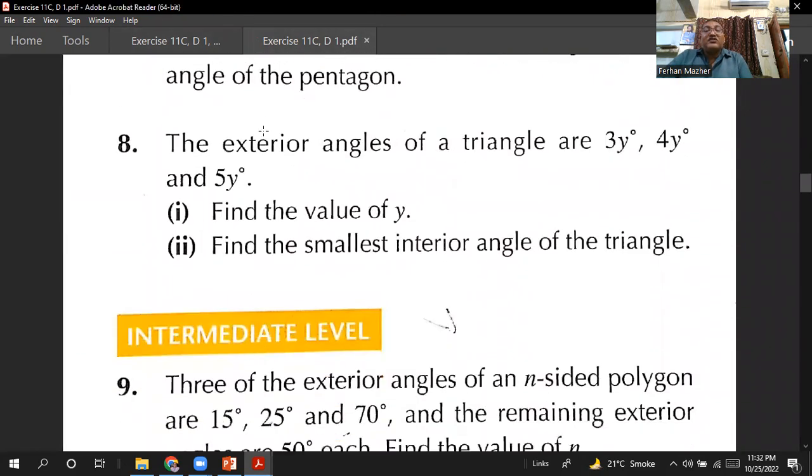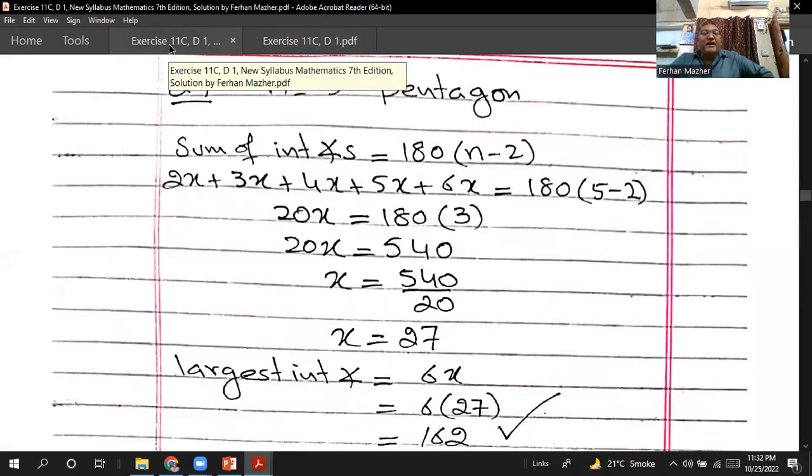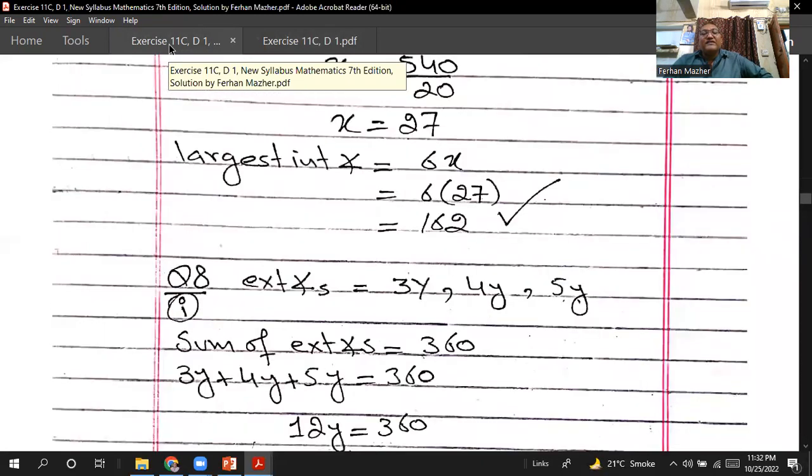Now we are going to the next question. The next question coming up on your screen is question number 8, and it says the exterior angles of a triangle are 3y, 4y, and 5y. Find the value of y. You know that any shape, whether it's a triangle, a parallelogram, a kite, a rhombus, a square, whatever the shape may be, the sum of the external angles is always 360. So these are the three external angles given. We will add them up and make them equal to 360.